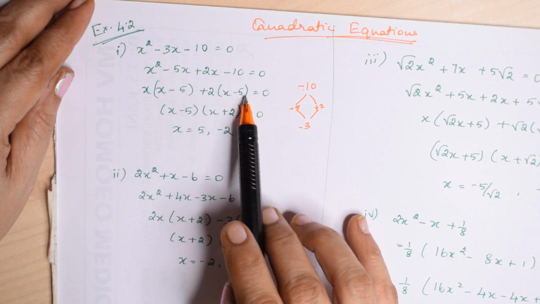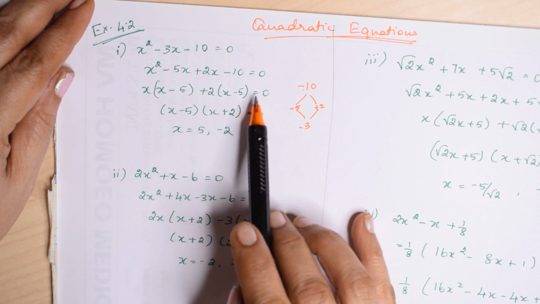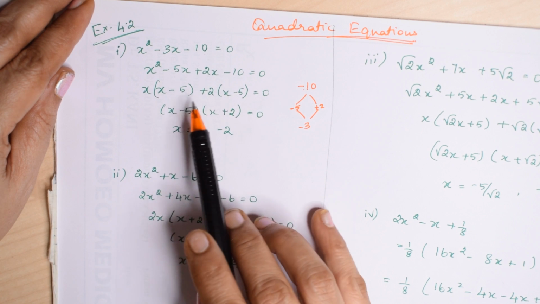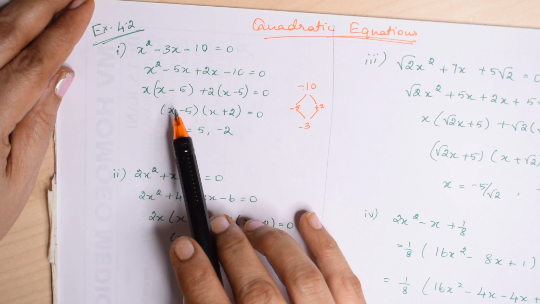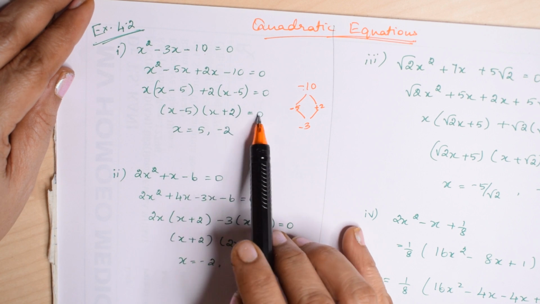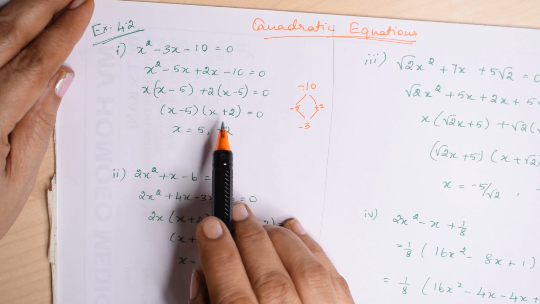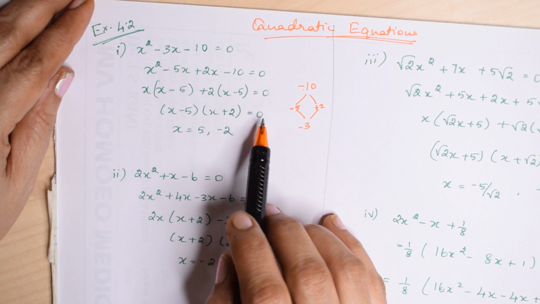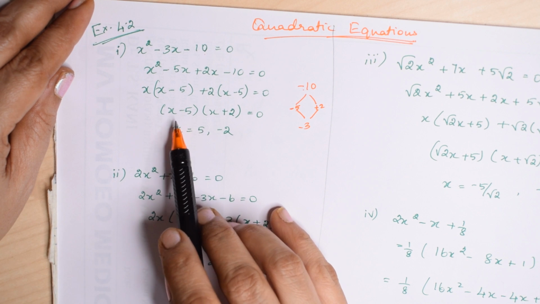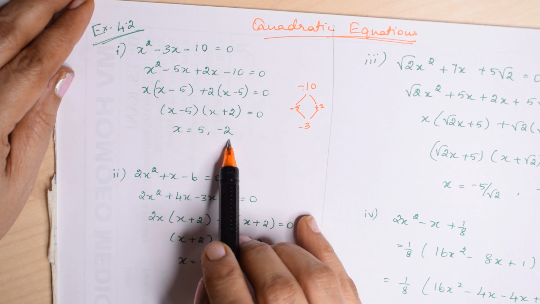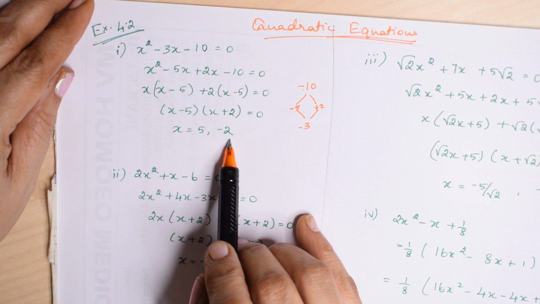So I have two terms now. This is one term and this is one term. The common term here is x minus 5. I take that out. The remaining is x plus 2. So what does it mean? This x minus 5 can be equal to 0 or x plus 2 can be equal to 0. When I equate it to 0, I find the x values to be 5 and minus 2. This is how we solve a basic quadratic equation.